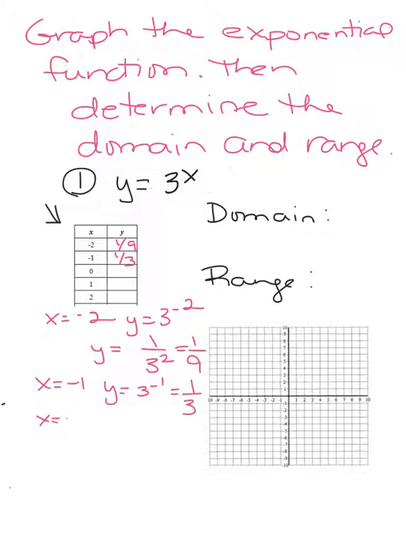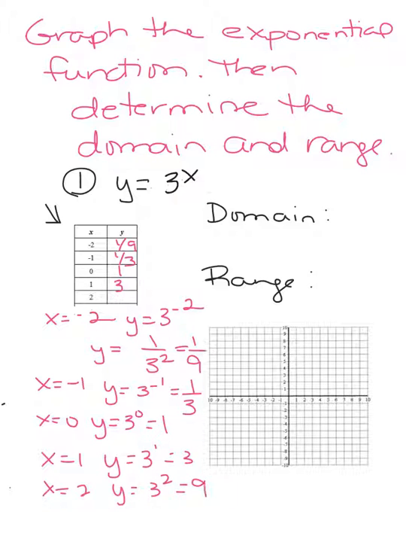When x is equal to 0, I have y is equal to 3 to the 0. Anything to the 0 power is equal to 1. And then I have x is equal to +1, so I have y is equal to 3 to the 1st, which is 3. And our last one, we have x is equal to 2. So again, y is equal to 3 to the 2nd, which is 9.